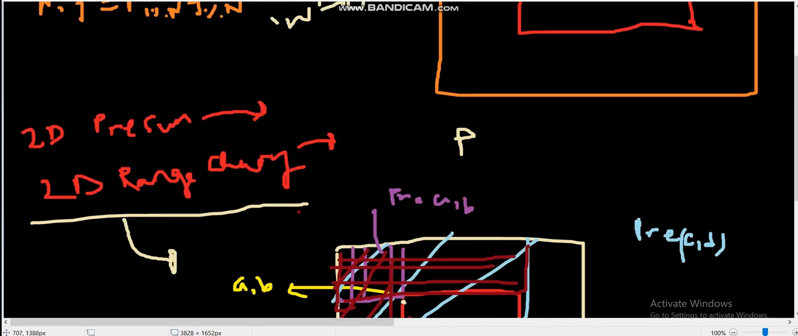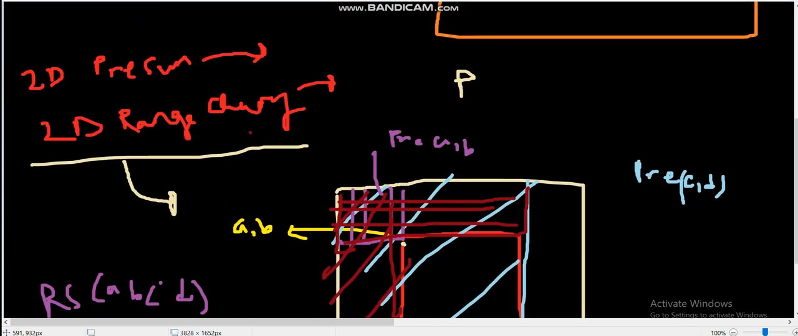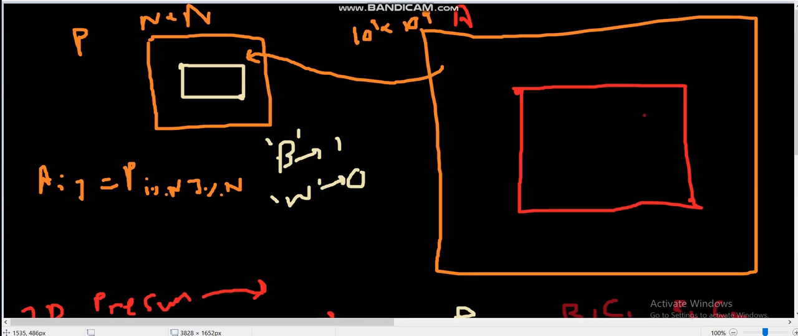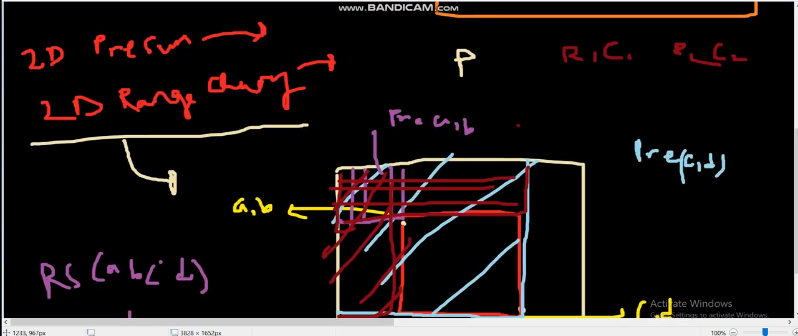So you know how to solve the problem for P. We'll take input as r1, c1, r2, c2, and we'll just do a range query of r1, c1, r2, c2. But now, instead of P, we have to find the solution for A. Now how to solve this problem for A, that is the interesting part.